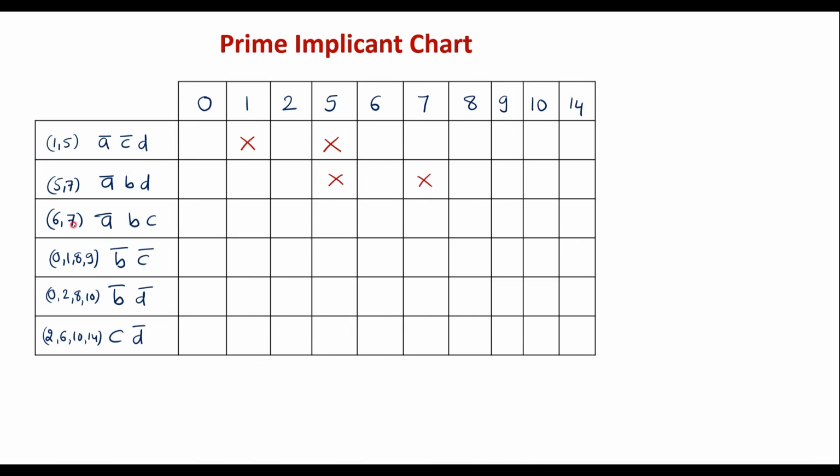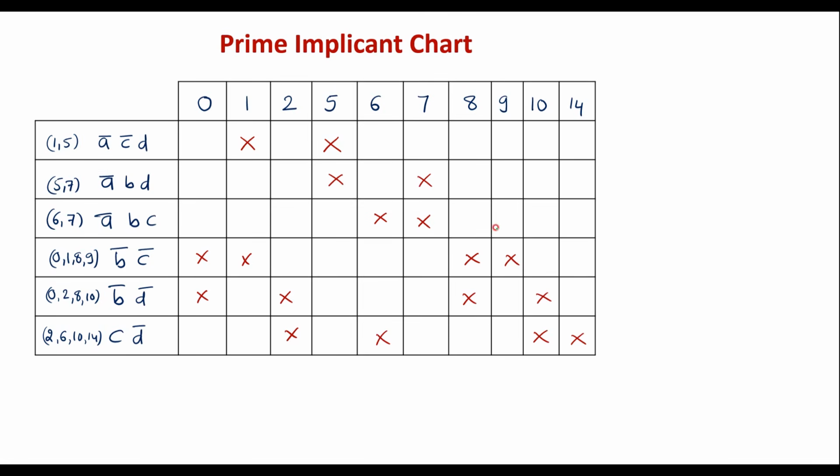Here we have 6 and 7. Then we have 0 1 8 9. We have 0 2 8 10. Finally we have 2 6 10 14.